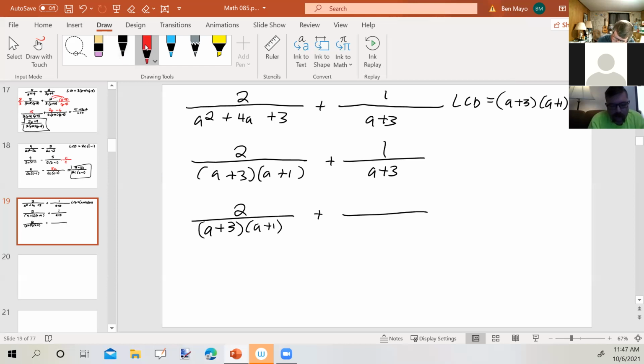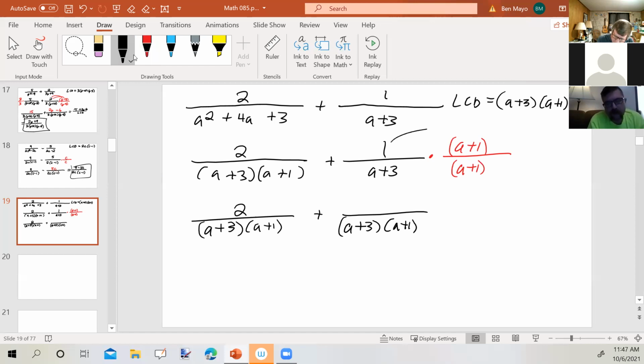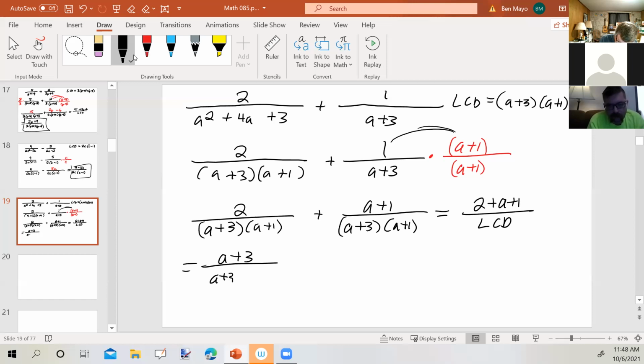The second fraction, I need to multiply the numerator and the denominator by a plus 1. So now my denominator is that, and my numerator is a plus 1. Any questions yet? So now I'm adding two fractions with the same denominator. So I get 2 plus a plus 1 over the LCD, which is a plus 3 over the LCD.